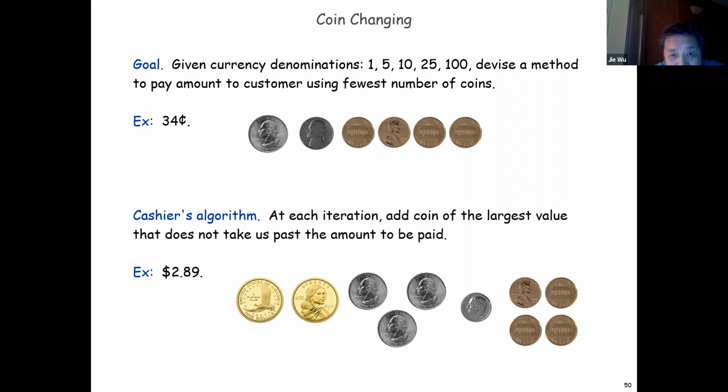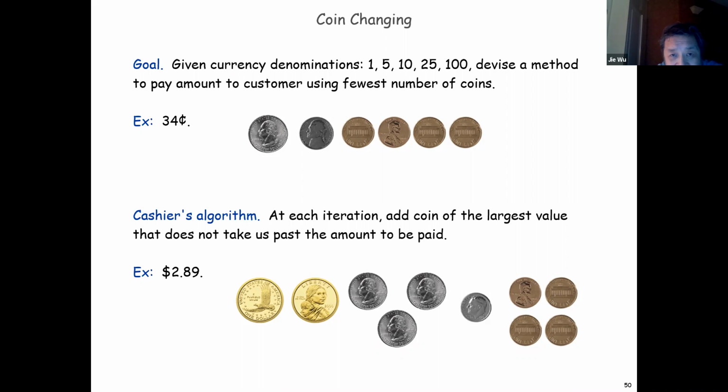So the current currency denomination is 1, 5, 10, 25, 100. Actually, there's a 50 cents, but I don't know why it's no longer popular. Once in a while, you see this 50 cents. In reality, actually, there's a 50 cents one. Maybe someone later found out that this 50 cents is not that useful or something. Okay.